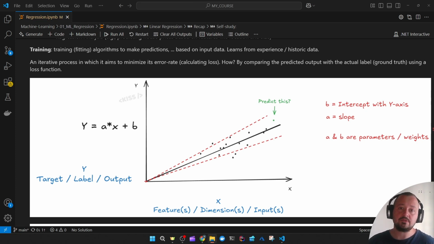So while we expose the historic data points, it's going to try to make predictions on those and then see how far it was off. That's the error rate. And we're going to try to minimize the error rate.